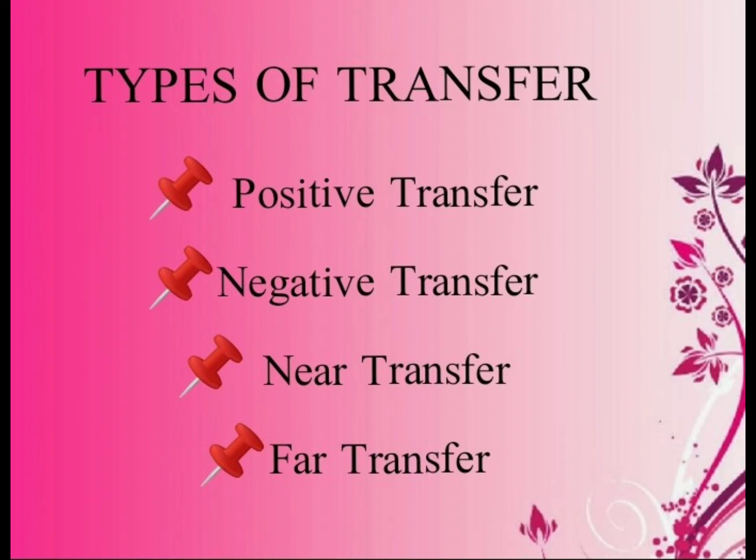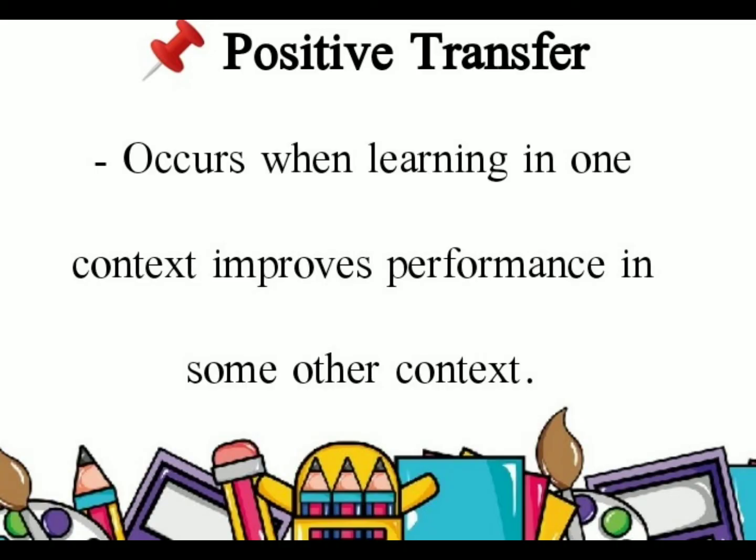The types of transfer: positive transfer, negative transfer, near transfer, and far transfer. Positive transfer occurs when learning in one context improves performance in some other context. For instance, a speaker of Spanish would find it easier to learn Mexican language than Japanese.